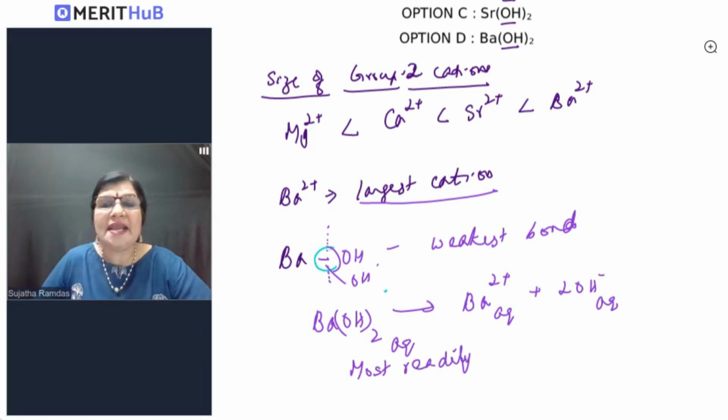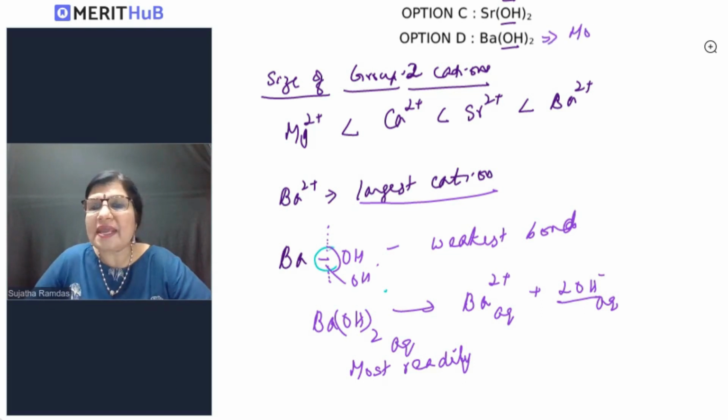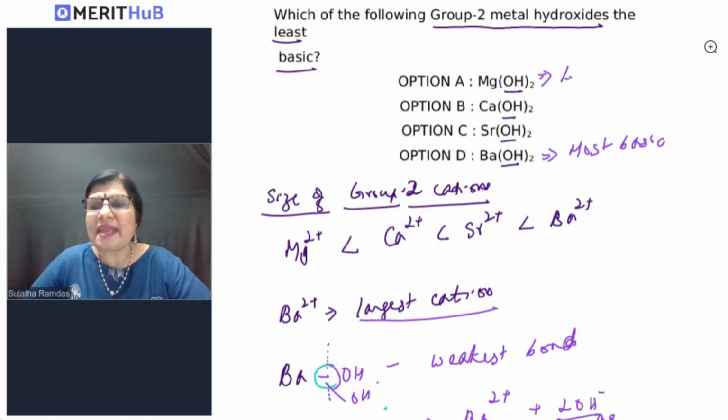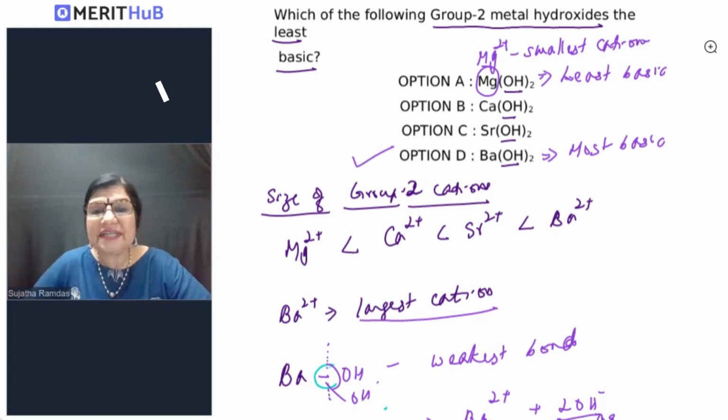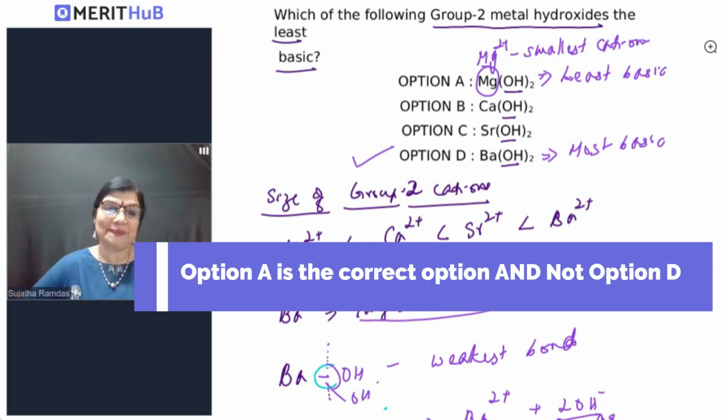Because the OH minus ions are produced most readily by barium hydroxide, it will be the most basic. And the least basic will be magnesium hydroxide. Why? Because of the small size of the magnesium ion. This is the smallest cation in group 2. So option D would be the correct answer.